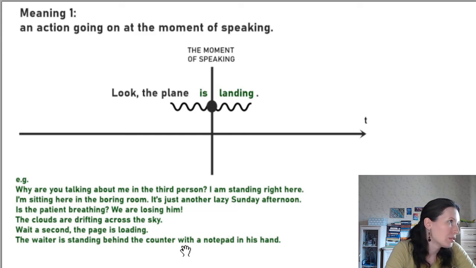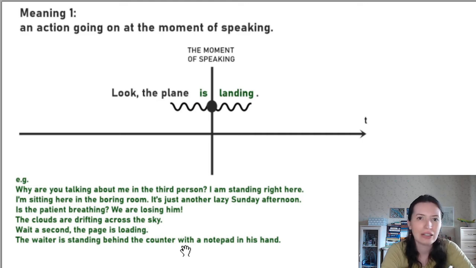Or you can look outside into the window and say the clouds are drifting across the sky. Or, for instance, I call one of my colleagues to help her with the website of our university, and then I tell her click on this button and she says, oh wait, the page is loading. At the moment of speaking, when we talk with her, the page is loading, right?